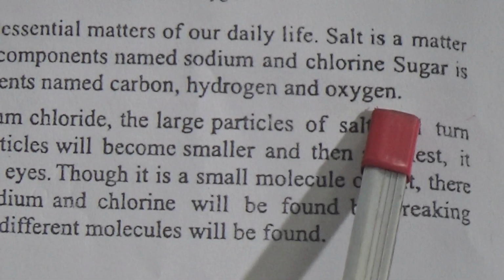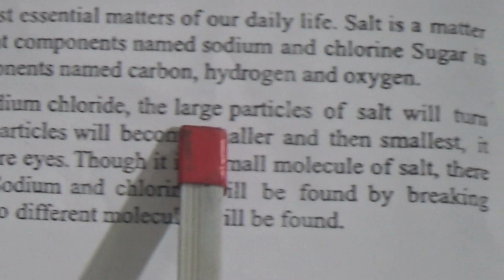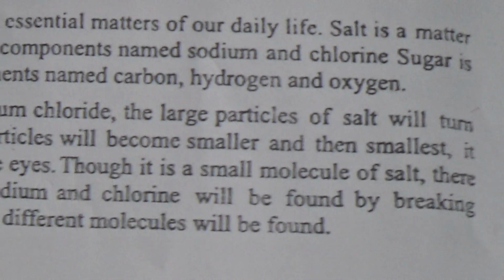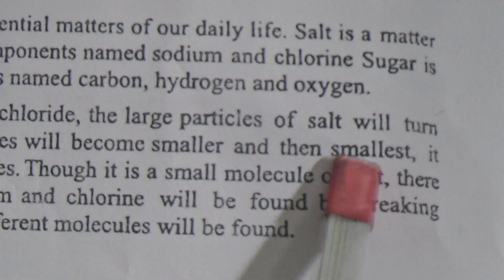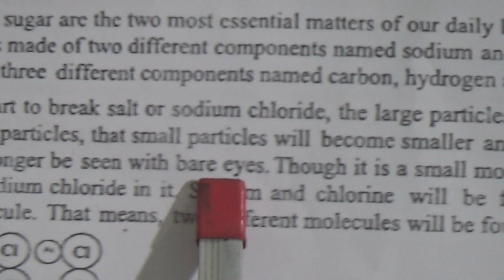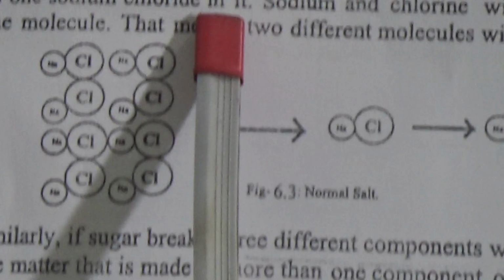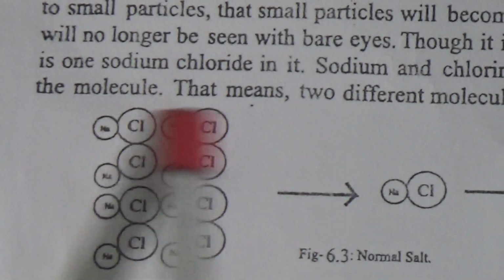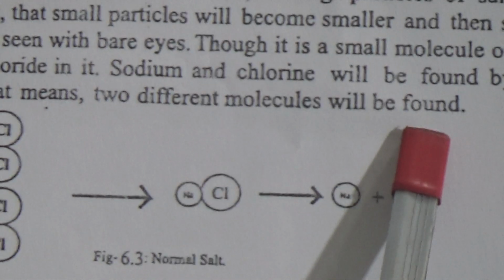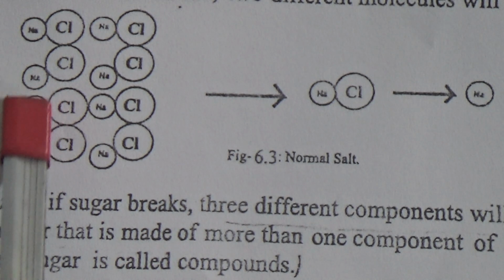If we start to break salt or sodium chloride, the large particle of salt will turn to small particles. Those small particles will become smaller, and then smallest, and it will no longer be seen with bare eyes. Though it is a small molecule of salt, there is no sodium chloride in it. Sodium and chlorine will be found by breaking the molecule. That means two different molecules will be found here. You can see this is salt, and we can find two types of molecules, sodium and chlorine.